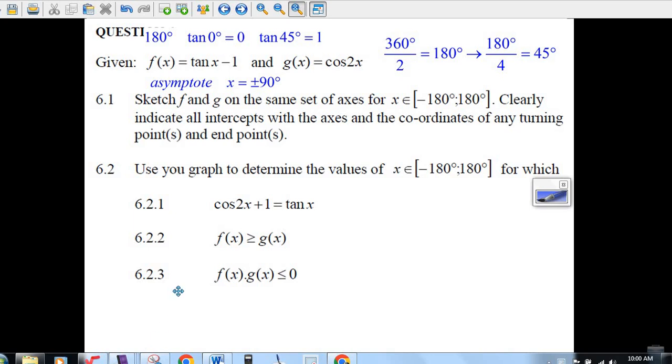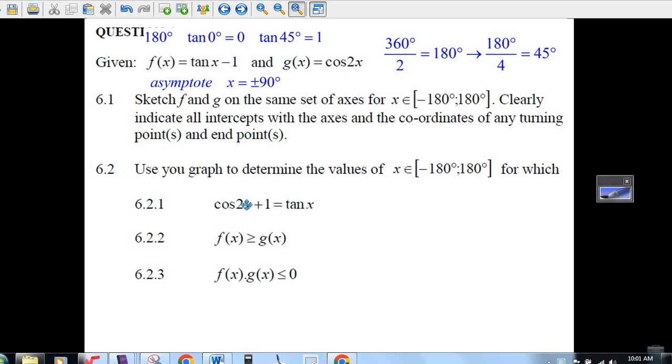Okay, this is question 6.2 of the grade 11 trig revision for matrix. In the first question, we graphed the two functions, tan x minus 1 and cos 2x. The next question says, use your graph to determine the values of x between minus 180 degrees and 180 degrees for which cos 2x plus 1 equals tan x.